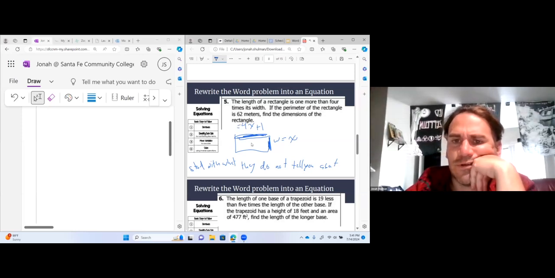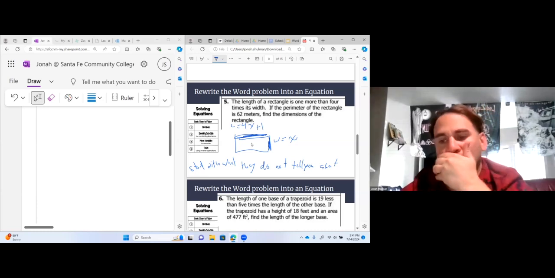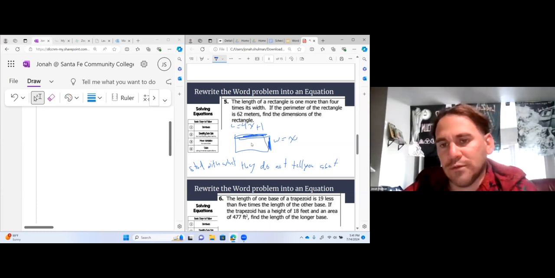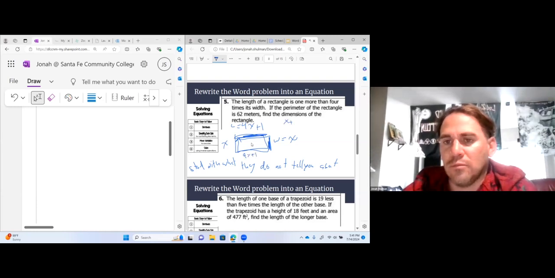And the perimeter is 62. So it's this one. You gotta check the perimeter. You gotta walk around the whole shape. So this is also x. This is 4x plus 1. So the problem is x plus 4x plus 1 plus x plus 4x plus 1 equals 62. 1, 2, 4, plus 2 equals 62.